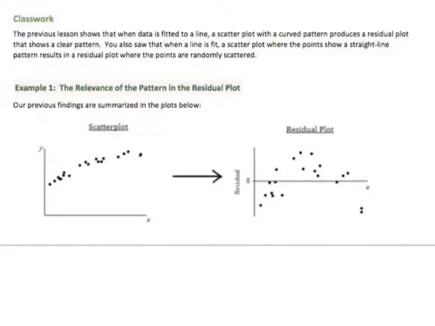So the previous lesson shows that when data is fitted to a line, a scatter plot with a curved pattern produces a residual plot that shows a clear pattern. You also saw that when a line is fit, a scatter plot where the points show a straight line pattern results in a residual plot where the points are randomly scattered. So today we're going to analyze what a scatter plot looks like and how I can compare it to a residual plot. So example 1 has 3 graphs. I could fit one on this page and 2 on the next page.